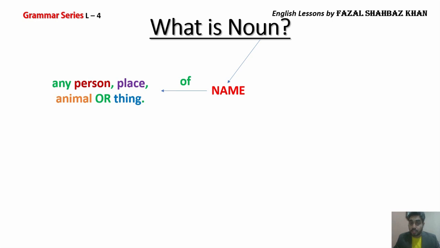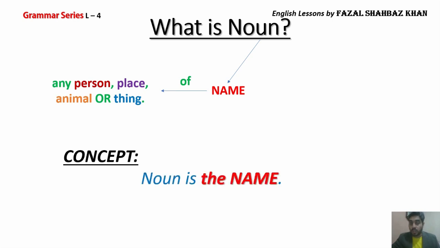Myself is Fazal Shahbaz. So Fazal Shahbaz Khan is actually the noun because it is the name of a person, in this case, my name. Moving on, this is what we already know. The definition, what is widely known, is in the shape of any person, place, animal or thing. If we skip that, the concept only remains that noun is the name. This is what we know.